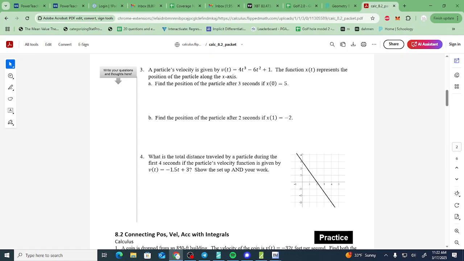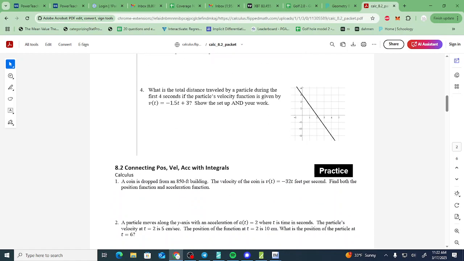Okay. Number 4, we're looking for total distance. So total distance means I want everything below the axis to be positive. So I really want that area, which is 3, and that area, which is negative 3 because it's below, but total distance means we want it positive, so we want to flip it up, and our answer should be 6, because it's like 3 above and then 3 below.